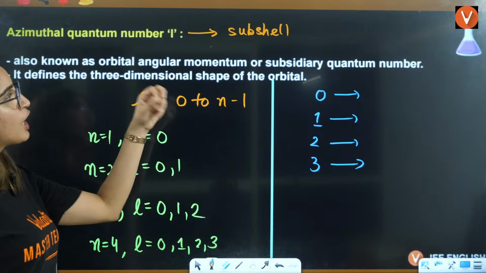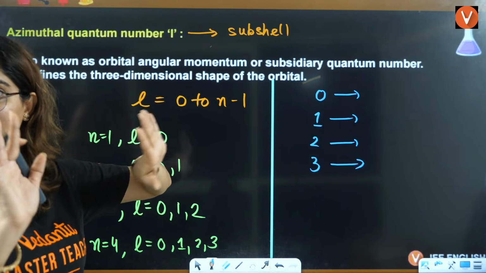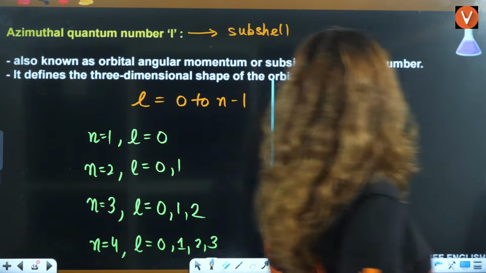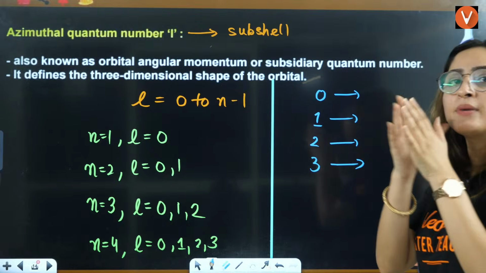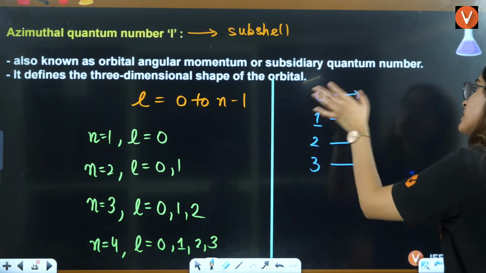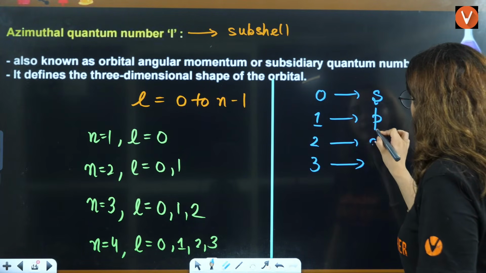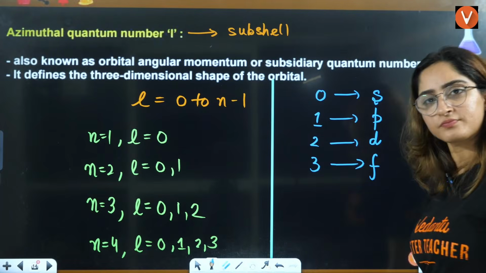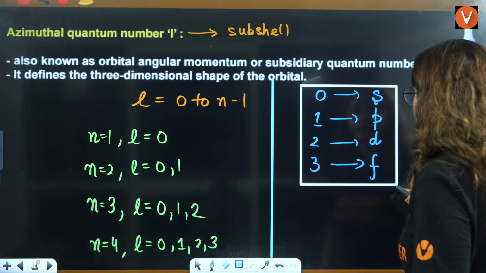Similarly, your friend's house in this society, each house number has a specific name. If the number is 0, it will be S. If it is 1, it is P, then D, and then F. Understood? This is very important.